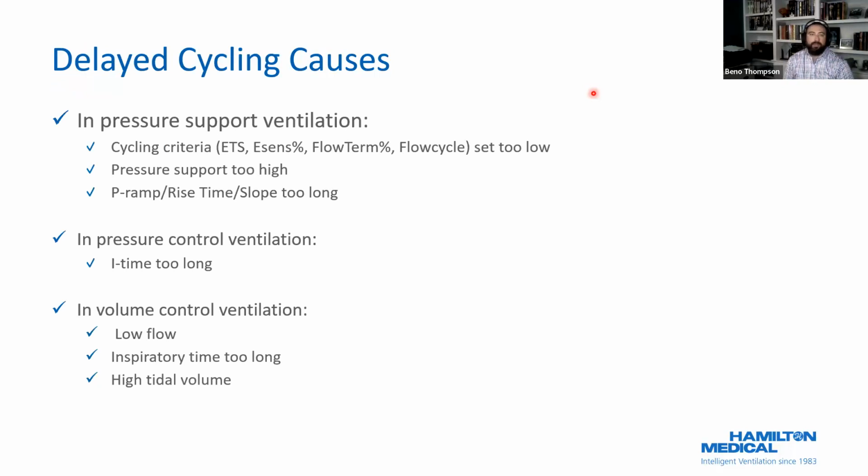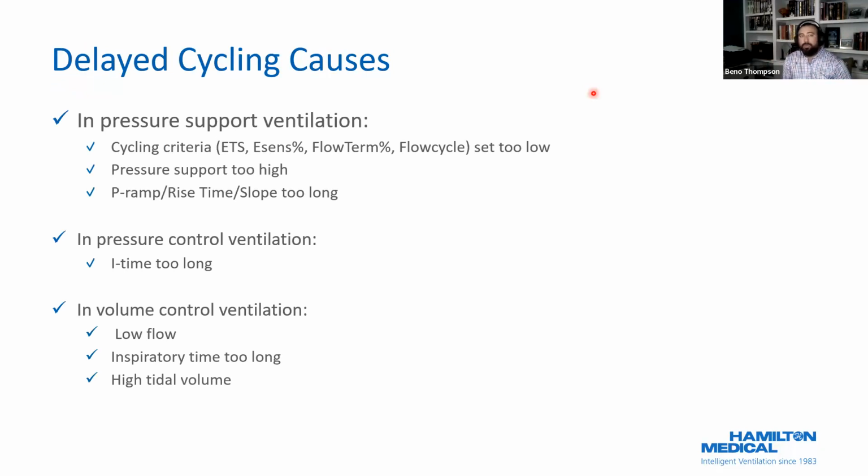Essentially, your I time is too long. So in pressure support ventilation, you need to increase your cycling criteria now, make your I time shorter. You could also decrease the amount of support that your patient's on. Maybe they don't want all that support. That's why they're trying to exhale early. In pressure control, I time's too long. Again, they could also be getting too much support.